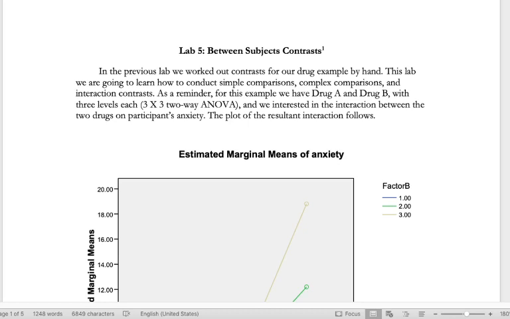So for this week, we're going to continue looking at different contrasts, ways that we can test an ANOVA. And we're going to continue using the same lab document and the same data that we'd used in the past.